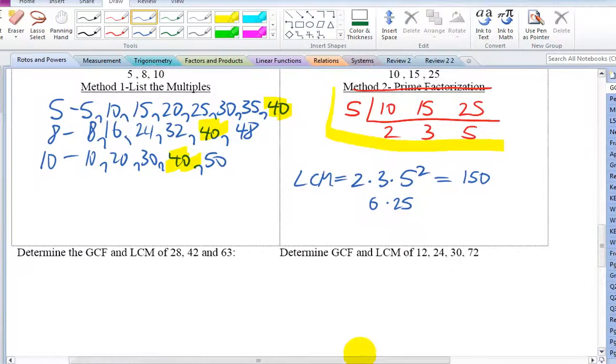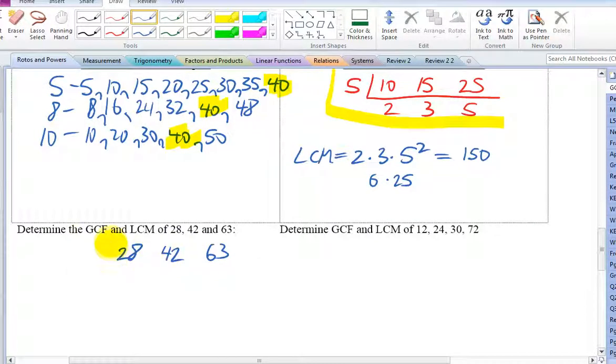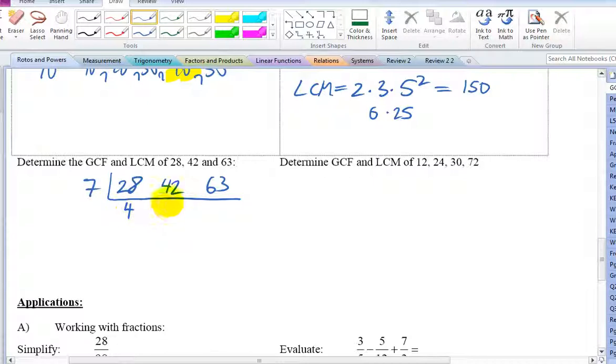So we want to determine the GCF and the LCM. So let's go 28, 42, 63. Divide them all by the same number. What number would they share? It's a tough one. 2's out, 3's out, 5's out, 7? Does 7 work for them all? It does. So divide by 7. You're going to get 4, 6, and 9.